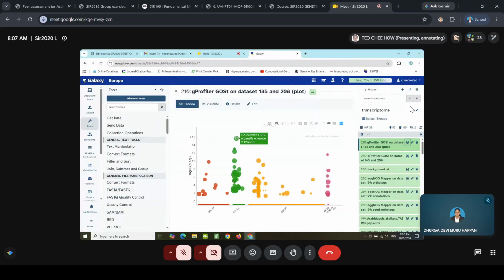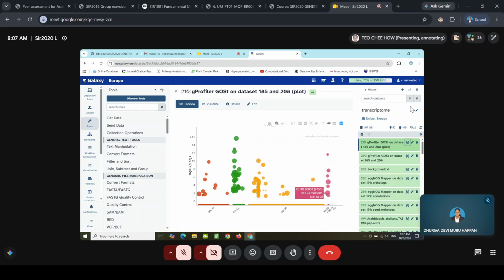And here is organelle, so it lists the top three. This one is response to temperature stimulus, photosynthesis, and also the light harvesting, right? And here are the photosynthesis antenna proteins and also the others. Those are involved.